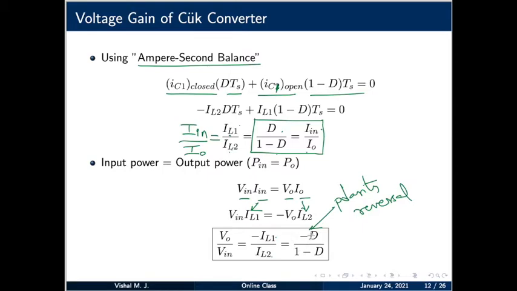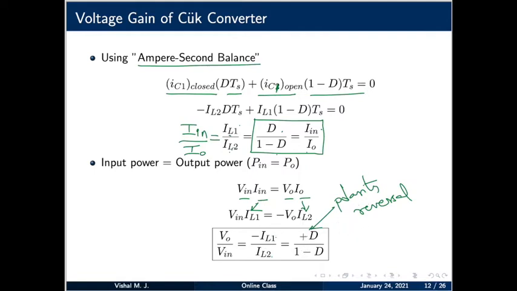It is interesting to see that the gain of the Cuk converter is exactly the same as the gain of a buck boost converter. So, it can operate at a voltage lesser than the input if the duty ratio is less than 0.5, and if the duty ratio is more than 0.5, the output voltage will be more than the input voltage. Then in that case it will work as a boost converter.